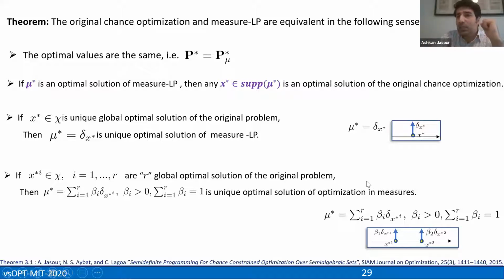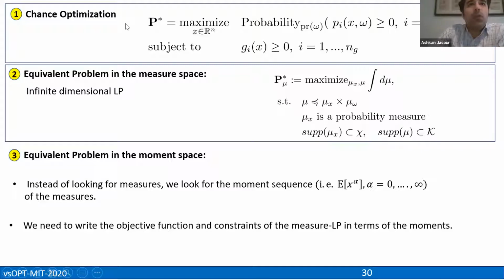So what it means is that to extract the solution of the original chance optimization, I just need to look at the support, these points of the delta distributions. And I'm going to do this later by looking at the moment sequence of these Dirac measures to obtain the supports and as a result to obtain the solution of the original chance optimization problem. So this is the result for step 1. We reformulate the problem in terms of measures, and we obtain an infinite dimensional linear program.